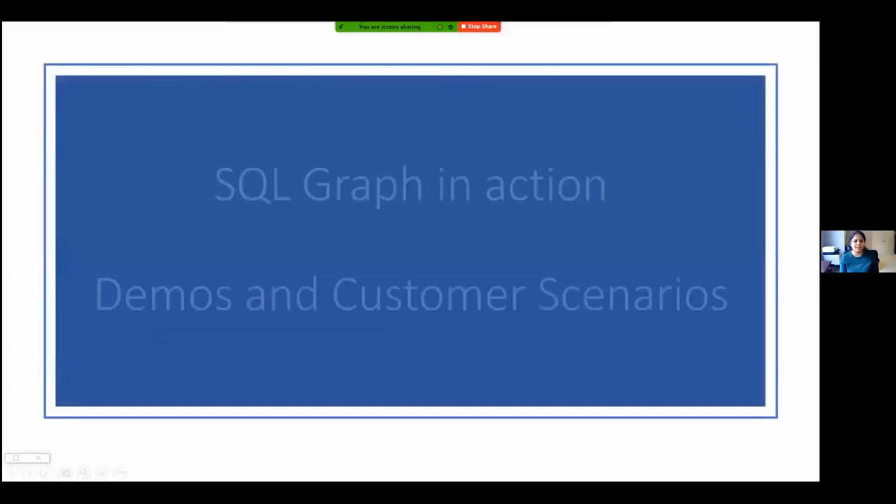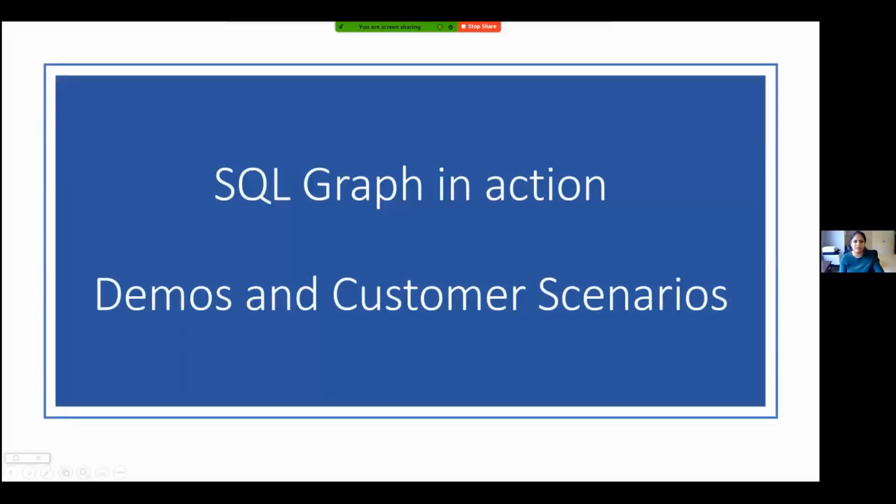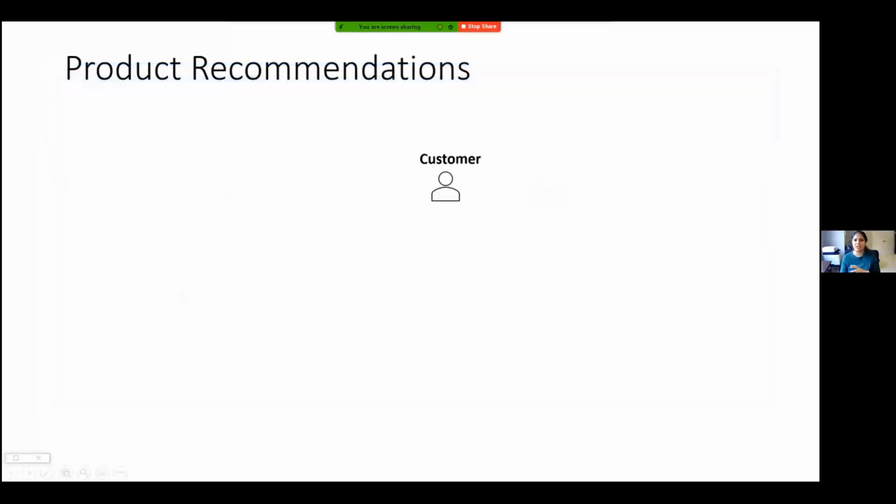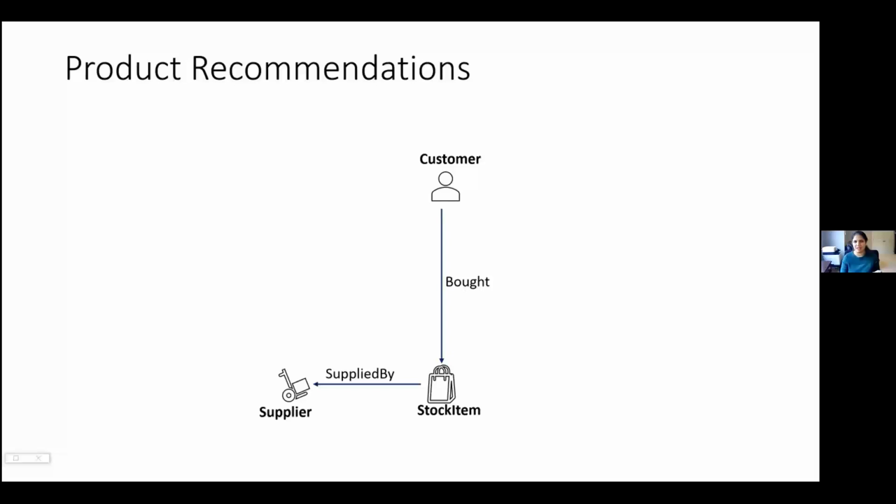So now let's look at some examples in action here, right? The first one that I have to show you is the product recommendation one. If you remember, we talked about it in the first slide. Here's a simple schema. We have a customer who bought a stock item. It was supplied by a supplier. A supplier is from a location. The customer is also from a location. And then a customer can be a friend of another customer. So we have some social aspect to it, right?